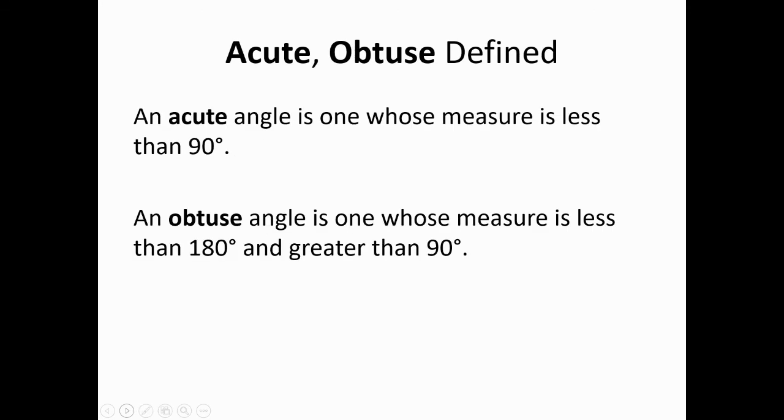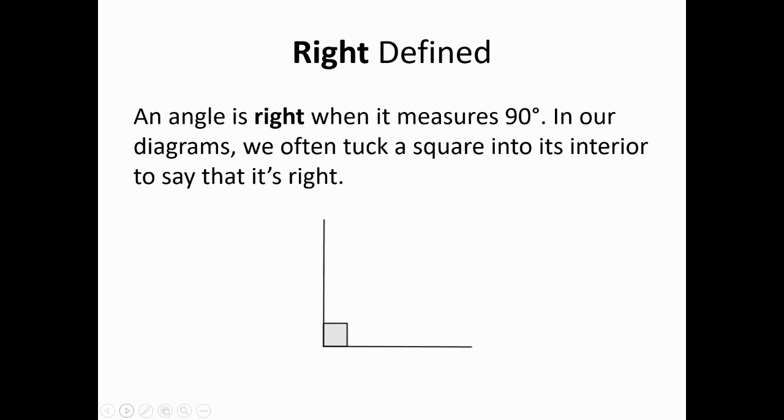Now, just a few quick definitions of terms that you're no doubt familiar with. Let us make sure that you know how to use these correctly. We say that an angle is acute when its measure is less than 90 degrees. We say that an angle is obtuse when it measures less than 180 and greater than 90. Okay, so do note this. Obtuse doesn't simply mean greater than 90. It also means less than 180.